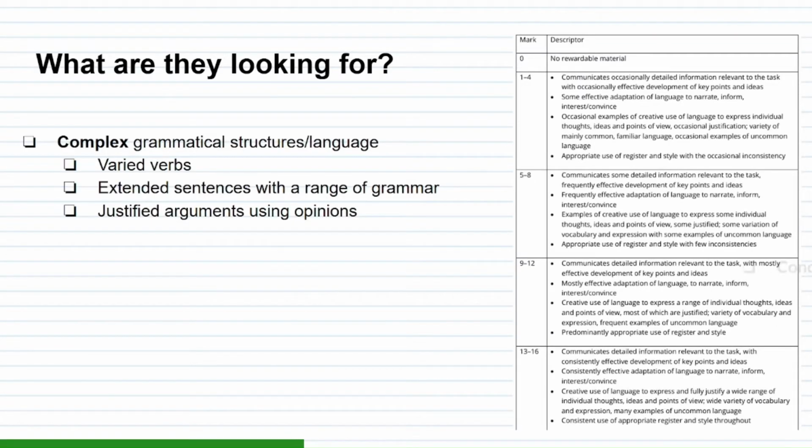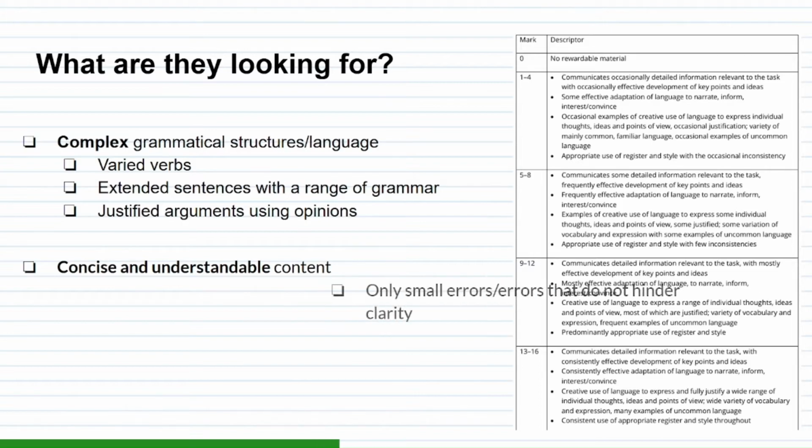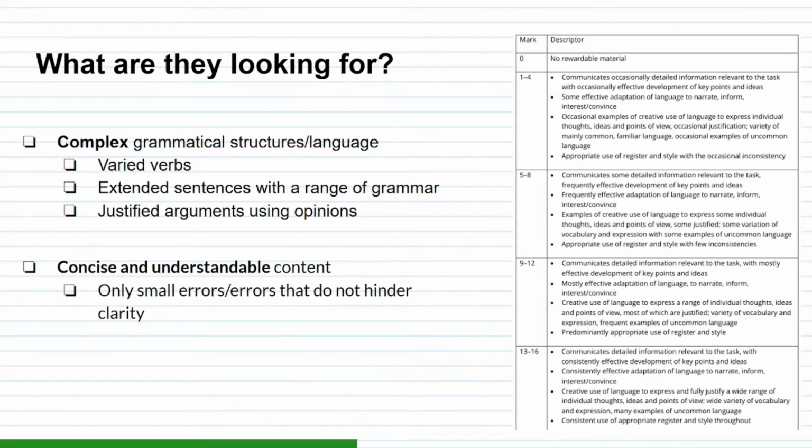Next is concise and understandable content. A lot of students assume that if you make one mistake that will cost you a mark, and this is not necessarily true. It largely depends on what kind of mistake it is. So using the wrong verb tense is a mistake that hinders clarity, and so using a few of them will cost you. But simply using the wrong gender on words that are recognizable regardless, once or twice, is perfectly fine. Otherwise, making sure your actual content is good is a very important step.